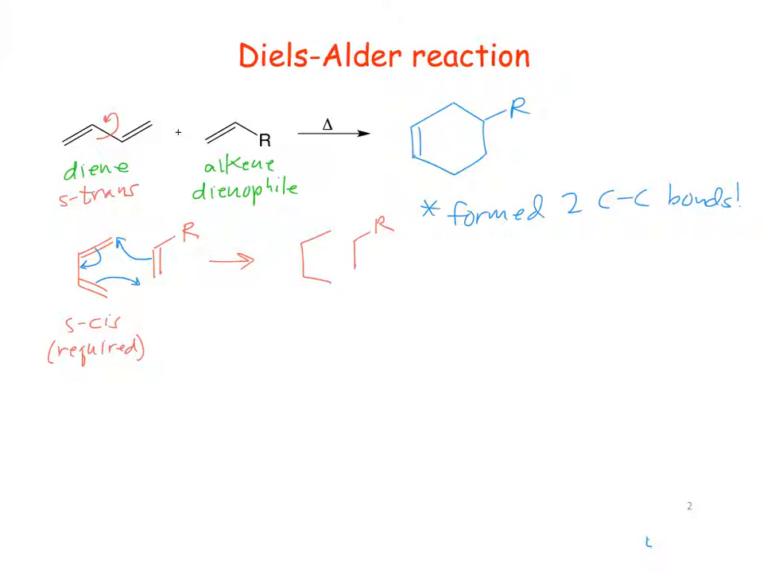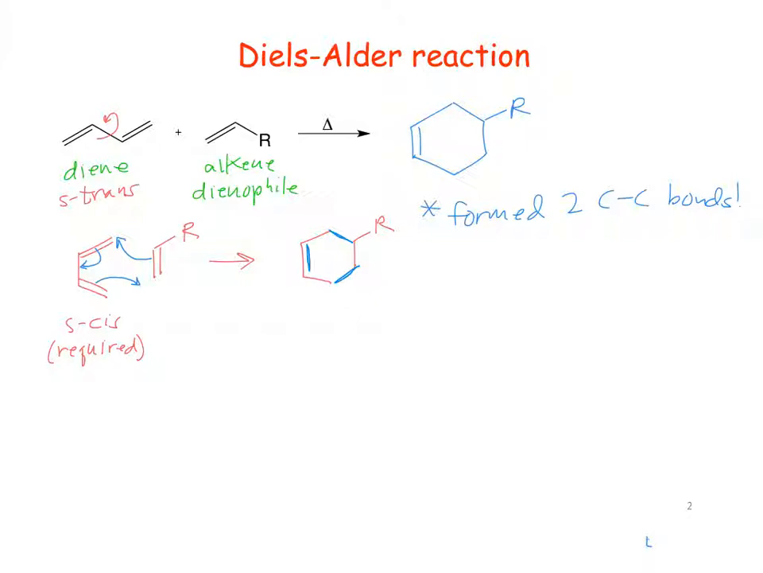We have formed, I'm going to draw the new bonds in blue, a new bond right here. We formed a double bond over here that wasn't there before, and we formed a new bond right here. So we actually formed two new sigma bonds and one new pi bond. So this is the Diels-Alder reaction.